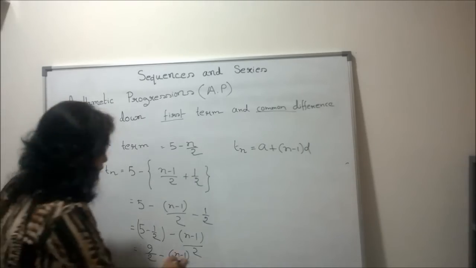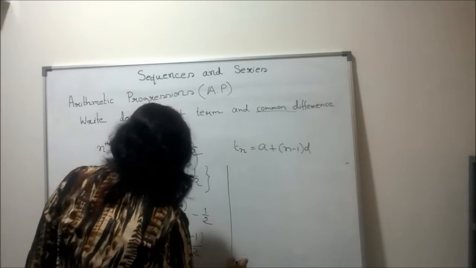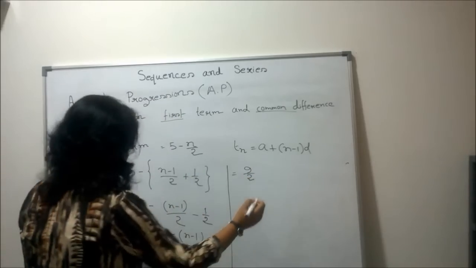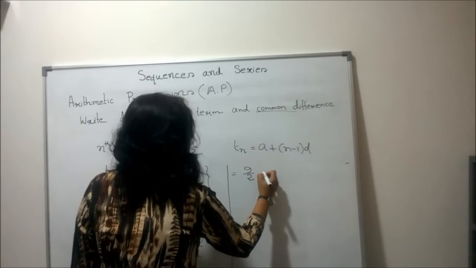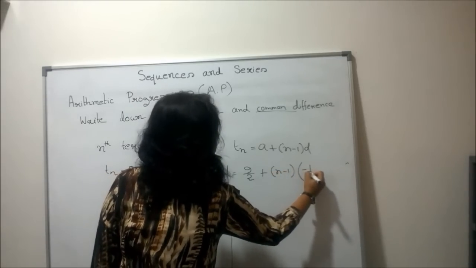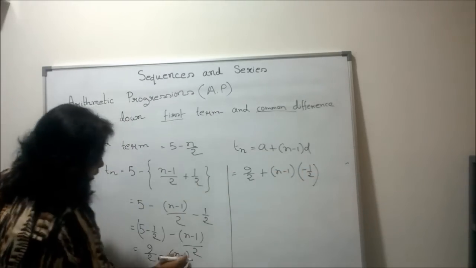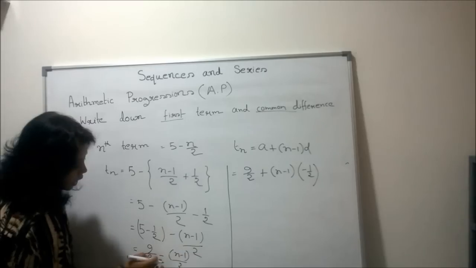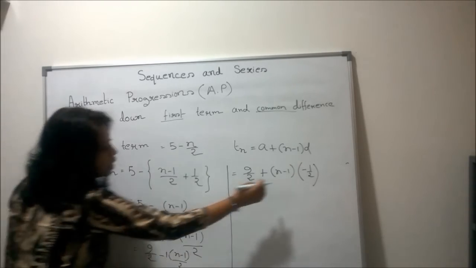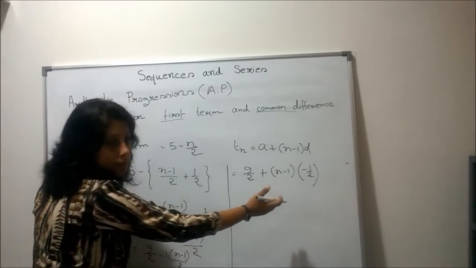Okay. So this can be written as 9 by 2 plus n minus 1 minus half. We are just taking n minus 1 and minus, there is 1 minus half separately. Okay.